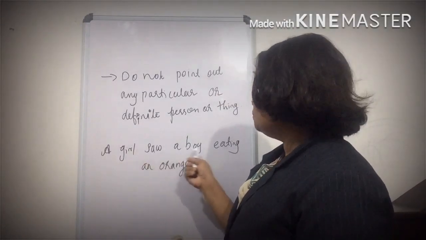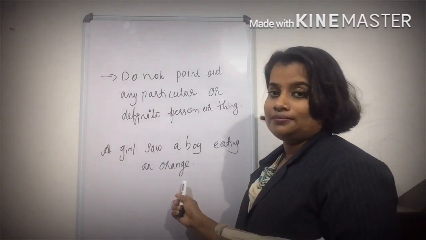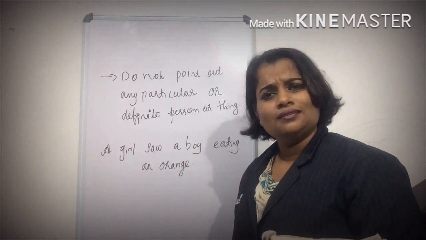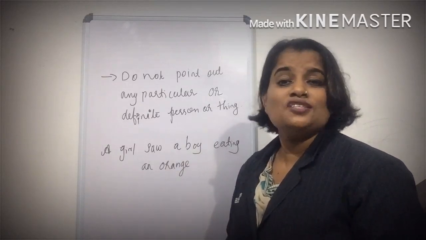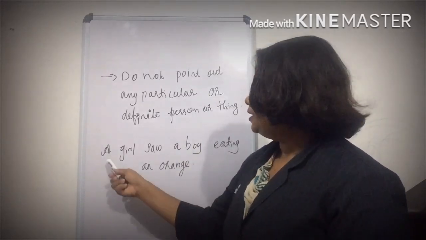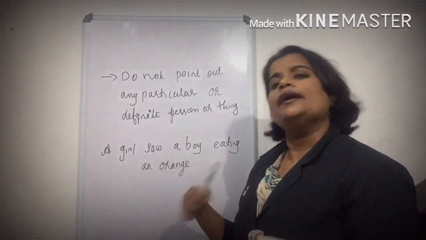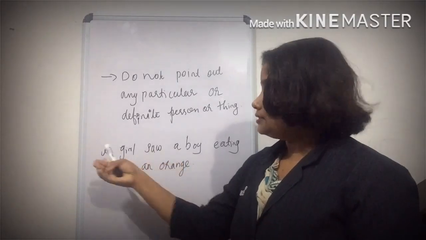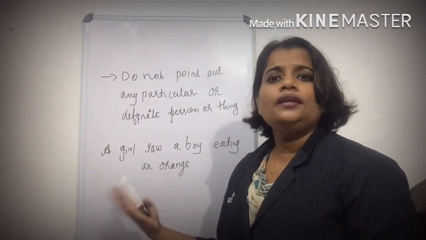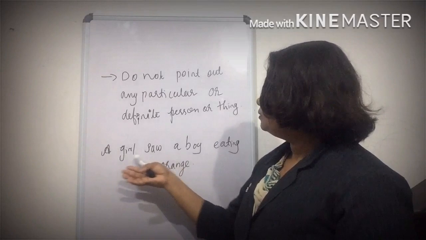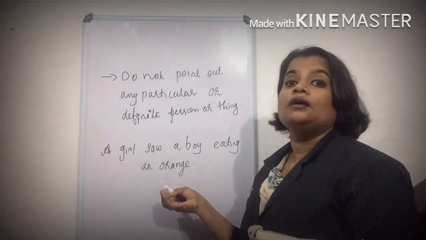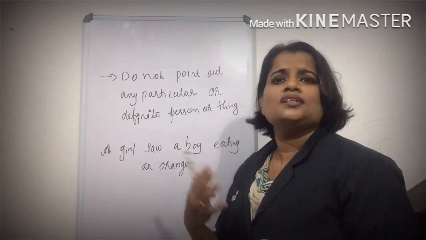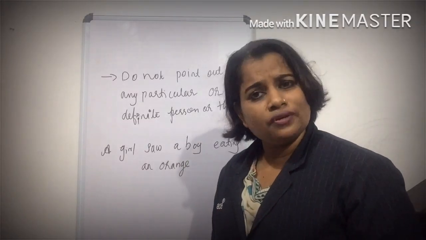Here you can see the example: a girl saw a boy eating an orange. A girl means any girl; it is not specific. A girl saw a boy, any boy. Is there any name of the boy? No. Any name of the girl? No, any girl. And a boy eating an orange. Which type of orange? It doesn't mention. What is the color of the orange? It doesn't mention.